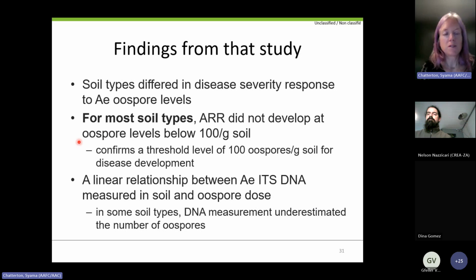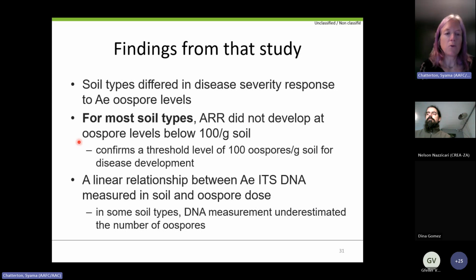But for most soil types, Aphanomyces root rot did not develop at oospore levels below 100 per gram of soil. And that had been published in the literature from a couple of different researchers, I think both in France and in the US. So that confirms that yes, we're working with a threshold dose of 100 oospores per gram of soil. And that threshold dose can vary between different soil types, but for the most part, it holds true.